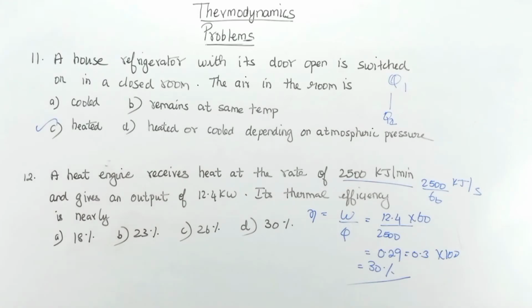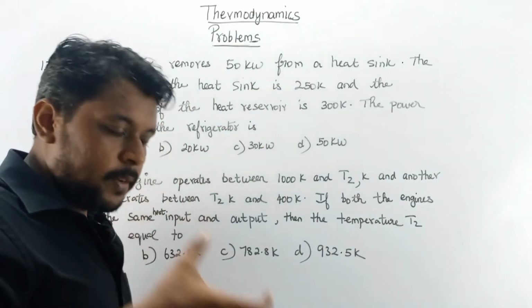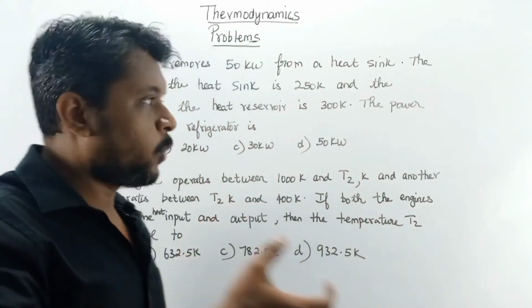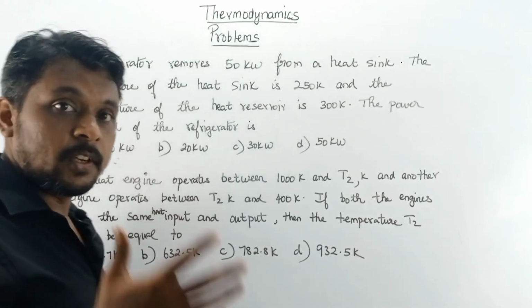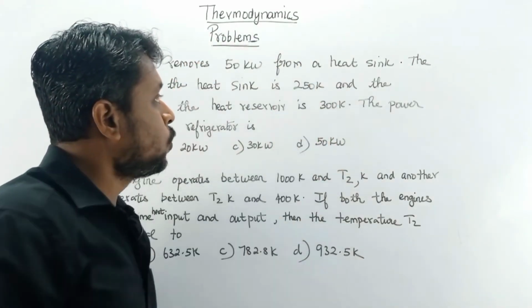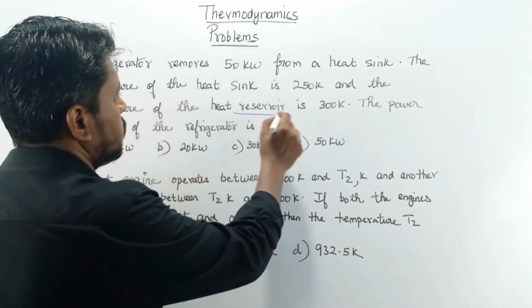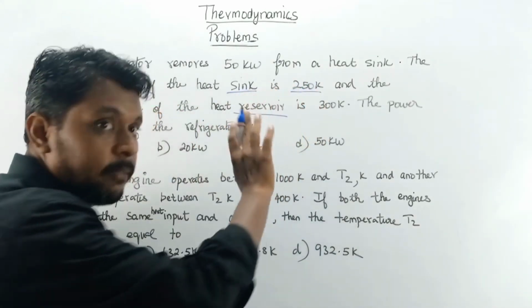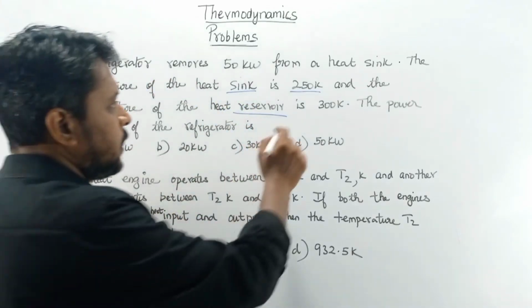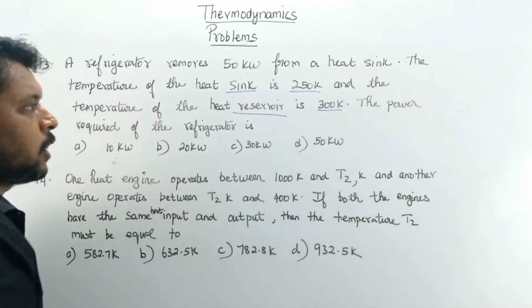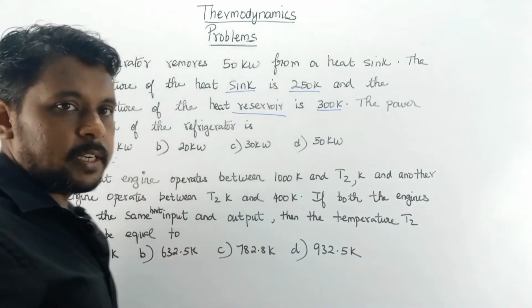A refrigerator removes 50 kilowatt from a heat sink. Refrigerator means the low temperature reservoir has 50 kilowatt of heat removed. The heat sink temperature is 250 Kelvin, and the hot reservoir is given as 300 Kelvin. So the temperature values are given, and the heat absorbed value is also given, 50 kilowatt. The power required by the refrigerator is?